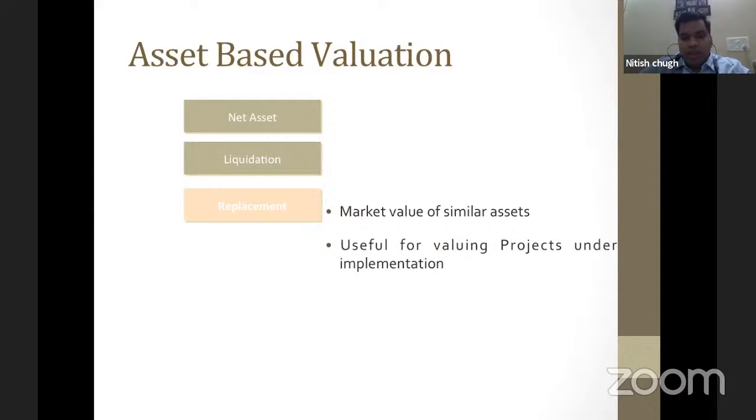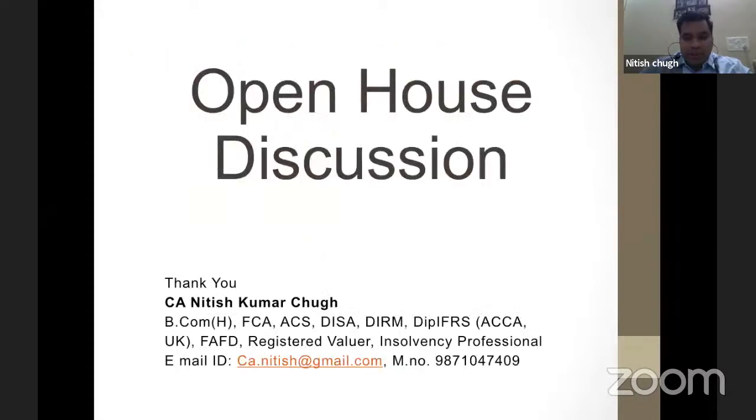Summing all the valuations of the tangible assets, intangible assets, and assets that are not yet completed or under implementation or under development will give the total valuation of the entity, reducing the liabilities as well as making adjustment for contingent liabilities. So these are all relating to valuation approaches.